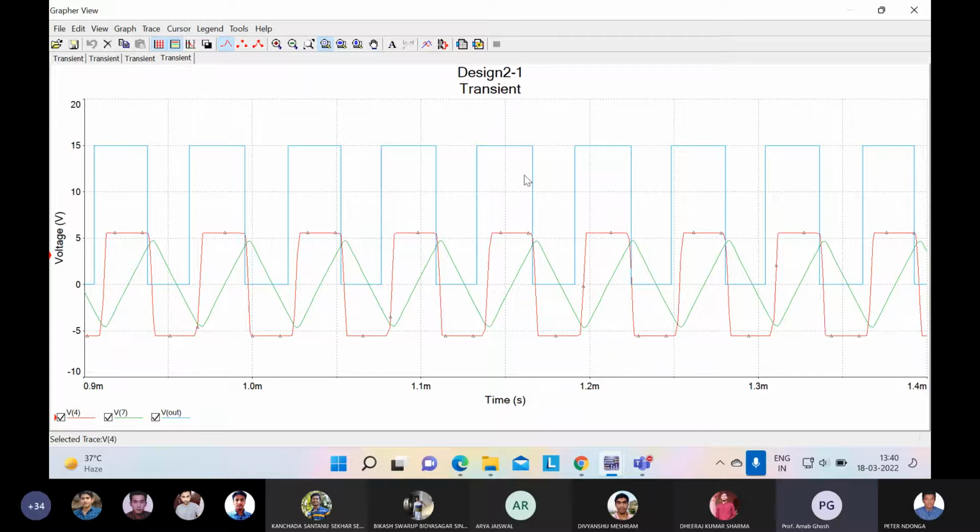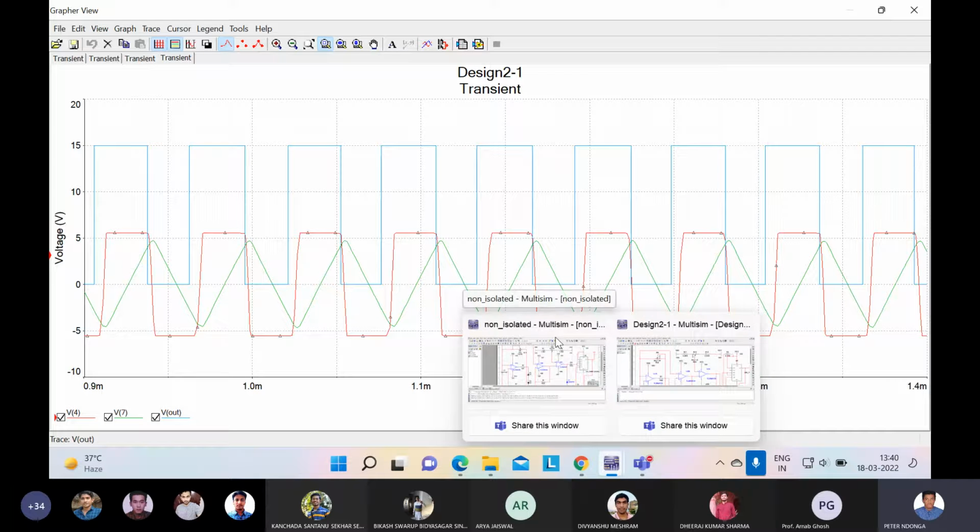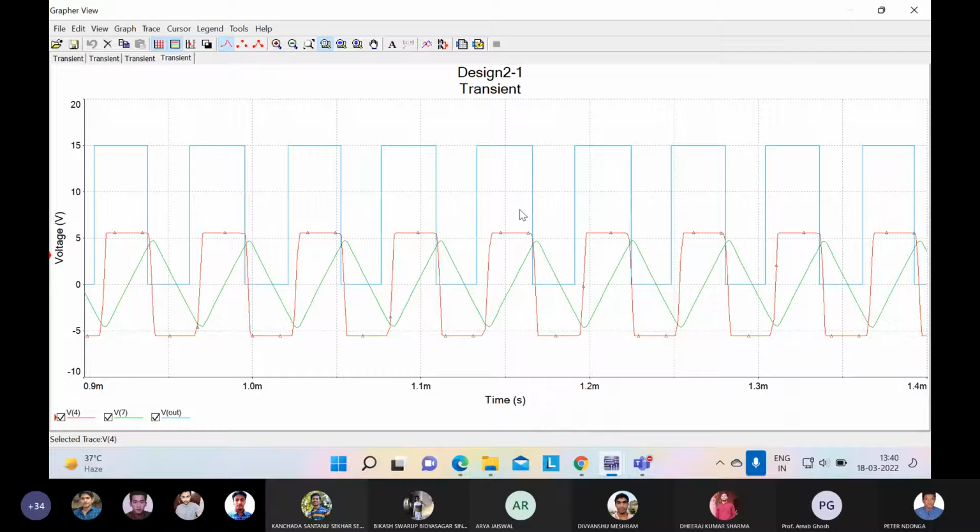Okay, so this is for isolated. The one for non-isolated was the one I showed previously. Okay, good.